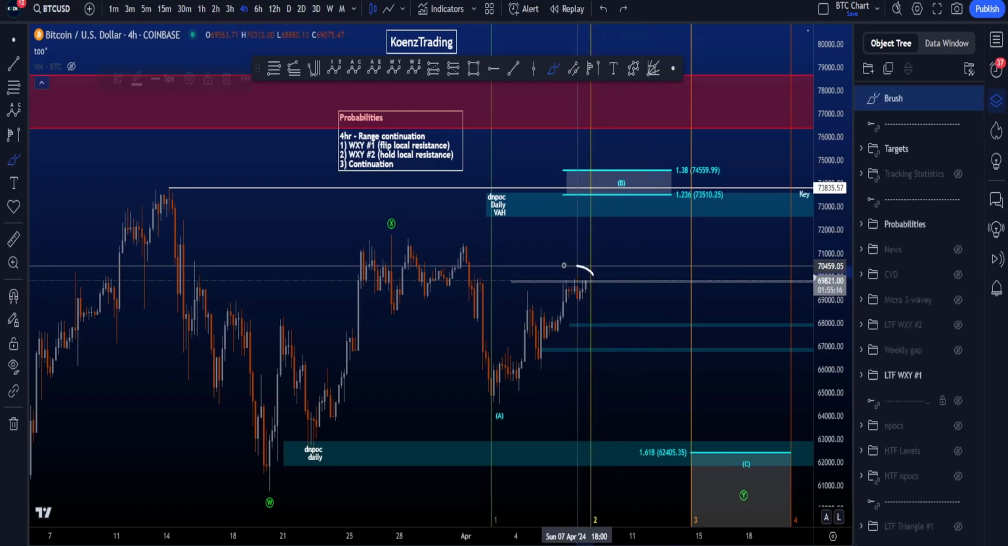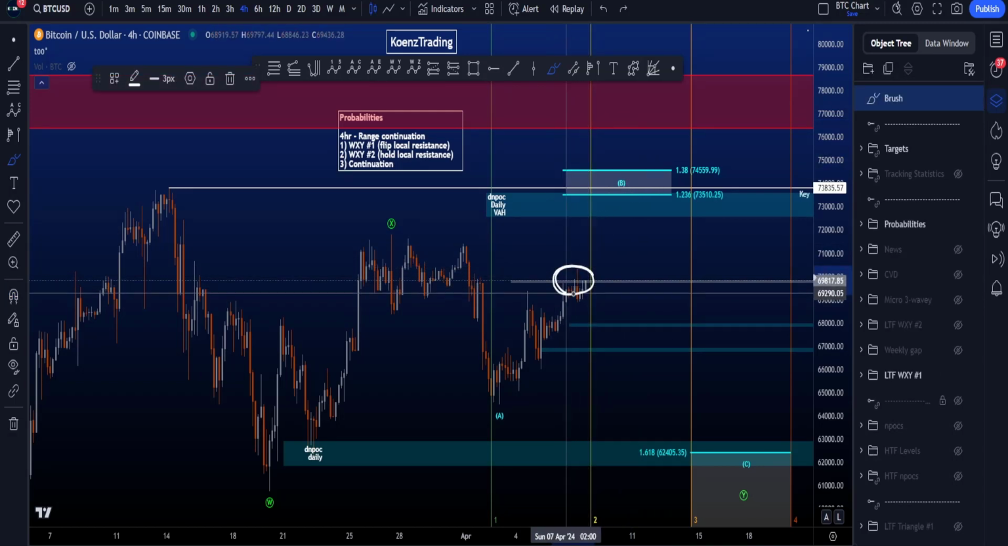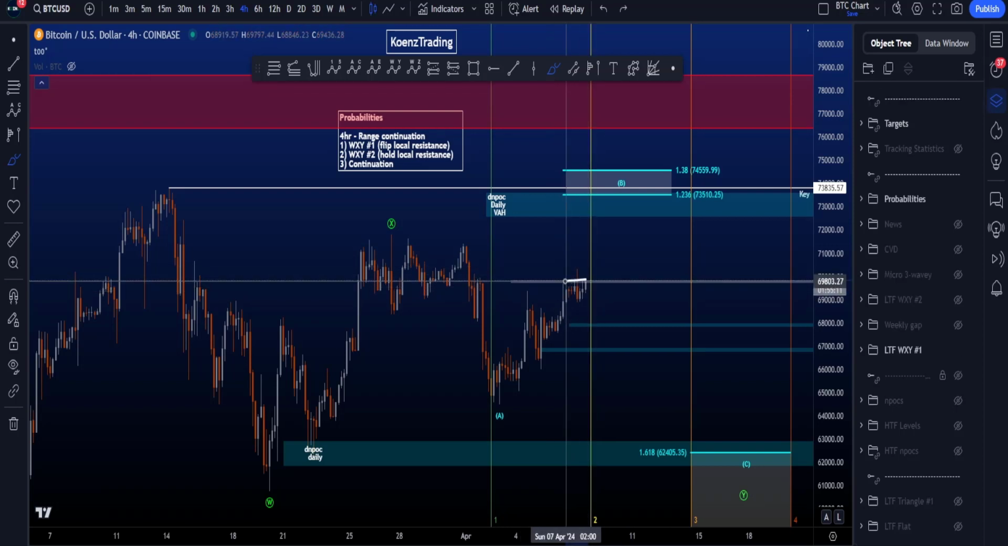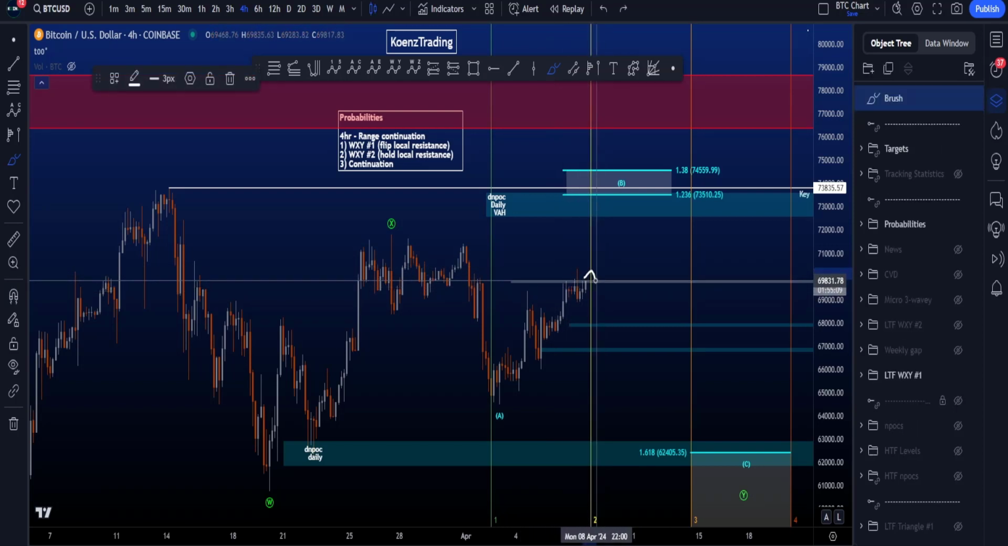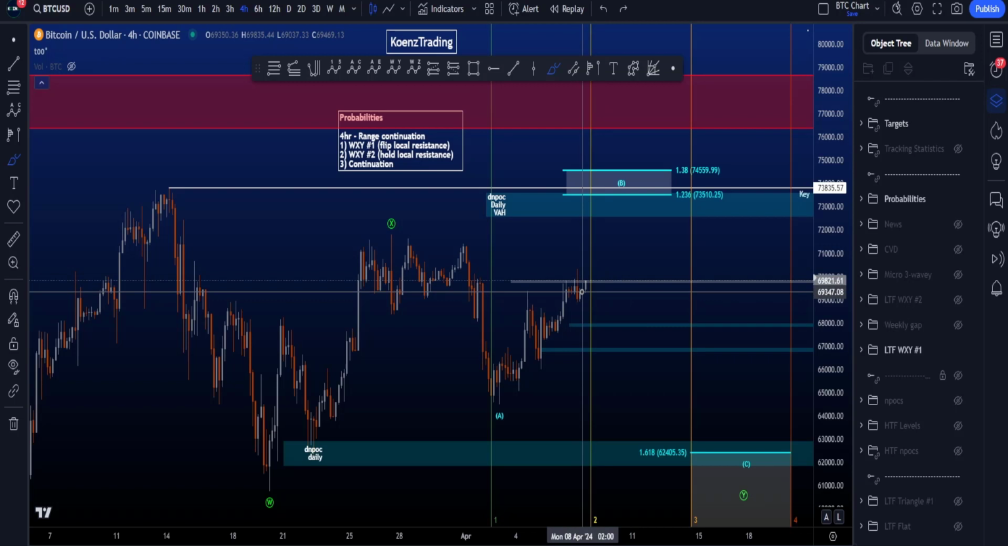It is, however, very important to wait and see what price does over here, because we want price to move above the local resistance and preferably see a solid proof of support retest potentially, or in general proof of support. That is what we're waiting for. Here, of course, we're looking for proof of resistance.